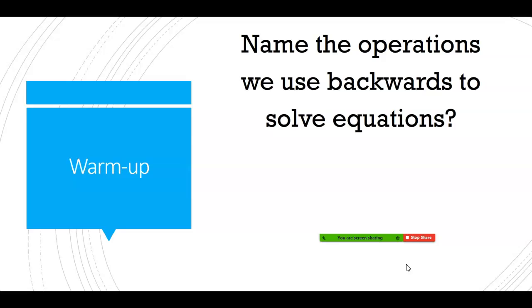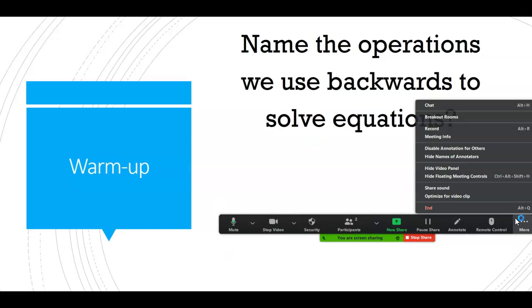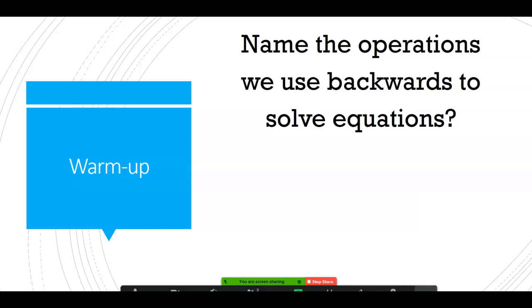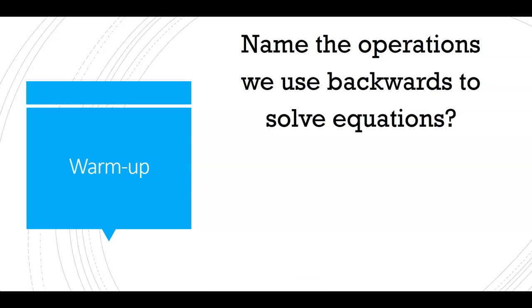Okay. What operations do we use backwards to solve equations? If we're solving equations, do we solve them with addition? Do we solve them with subtraction? Do we solve them with multiplication? Do we solve them with division? The answer is yes to all of those. So the operations we use to solve equations backwards are addition, subtraction, multiplication, and division.